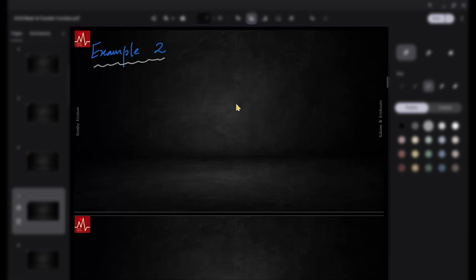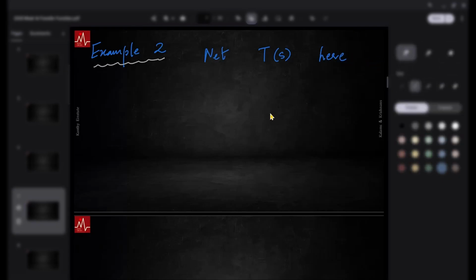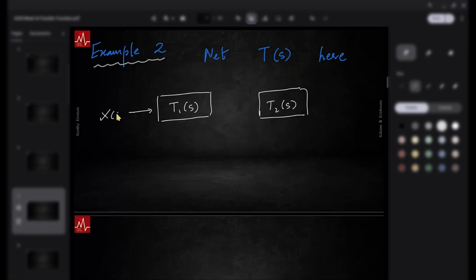Example 2, total net transfer function. We have two systems, T1 of S, and one more system, T2 of S. Input goes here, output goes here. What is the ratio between input and output in the system?